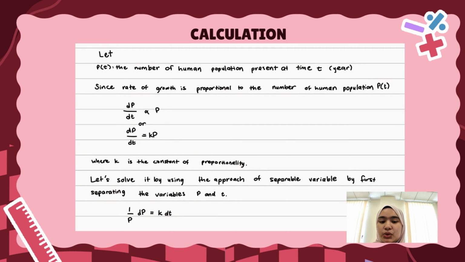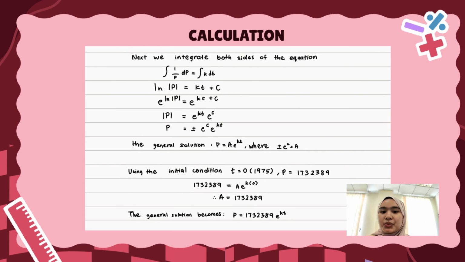To solve this, we use the separable variables method, where we move all our P terms to one side and our t terms to the other side. Now, we integrate the differential equation. When we integrate both sides, the integral of 1 over P becomes a natural log, and k becomes kt plus a constant, which is C. To get P by itself, we take the exponential of both sides. This gives us our general equation, which is P equals A e to the power kt.